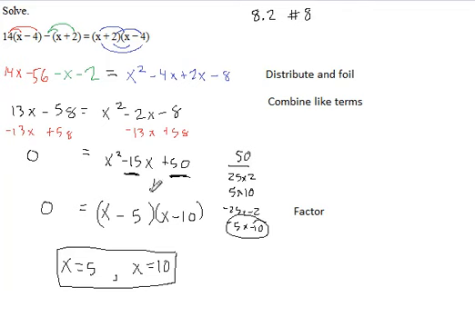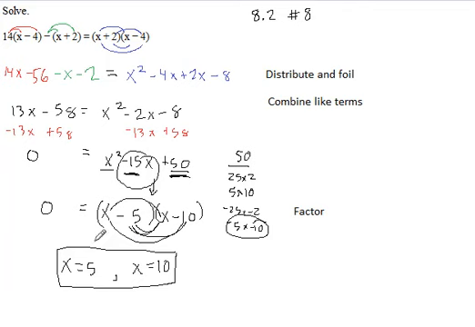So this is what we did when we factored. You can check it by foiling it out again. X times x will give you the x squared. Negative 5 times negative 10 will give you the positive 50, and then when you do the inside and outsides, that'll give you negative 5x and negative 10x, which will give you the negative 15x. So you can always check it by foiling it back out.